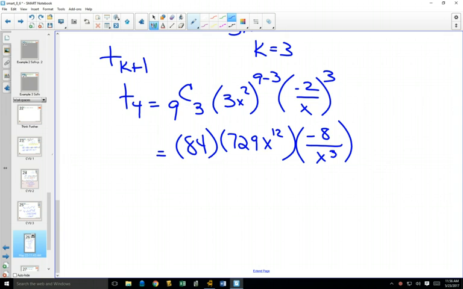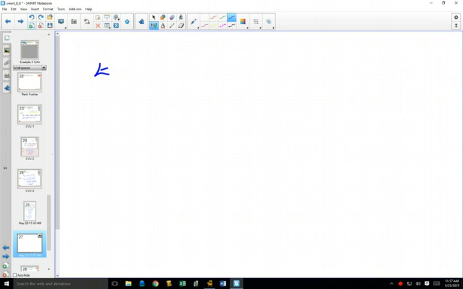We get negative 489,888. And we have x to the 12 on the top, x to the 3 on the bottom. That'll leave us with x to the 9. So we do get some large numbers when we simplify this. So these ones where you have to find k first, these are the most difficult questions. And if we want to make it more difficult, we just have to add some terminology that you might forget. So here's example 5.